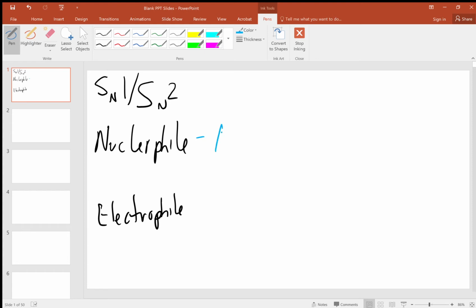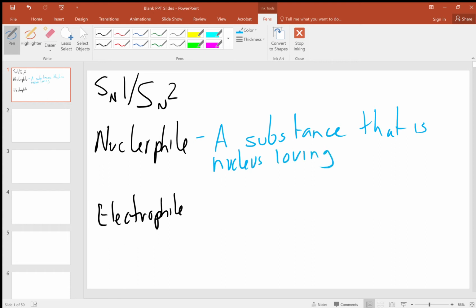A nucleophile is a substance that is nucleus-loving. Recall that's literally the derivation of the word nucleophile. Nucleo for nucleus and phile for loving. So a nucleophile is a substance that is nucleus-loving and forms new bonds by donating a pair of electrons.